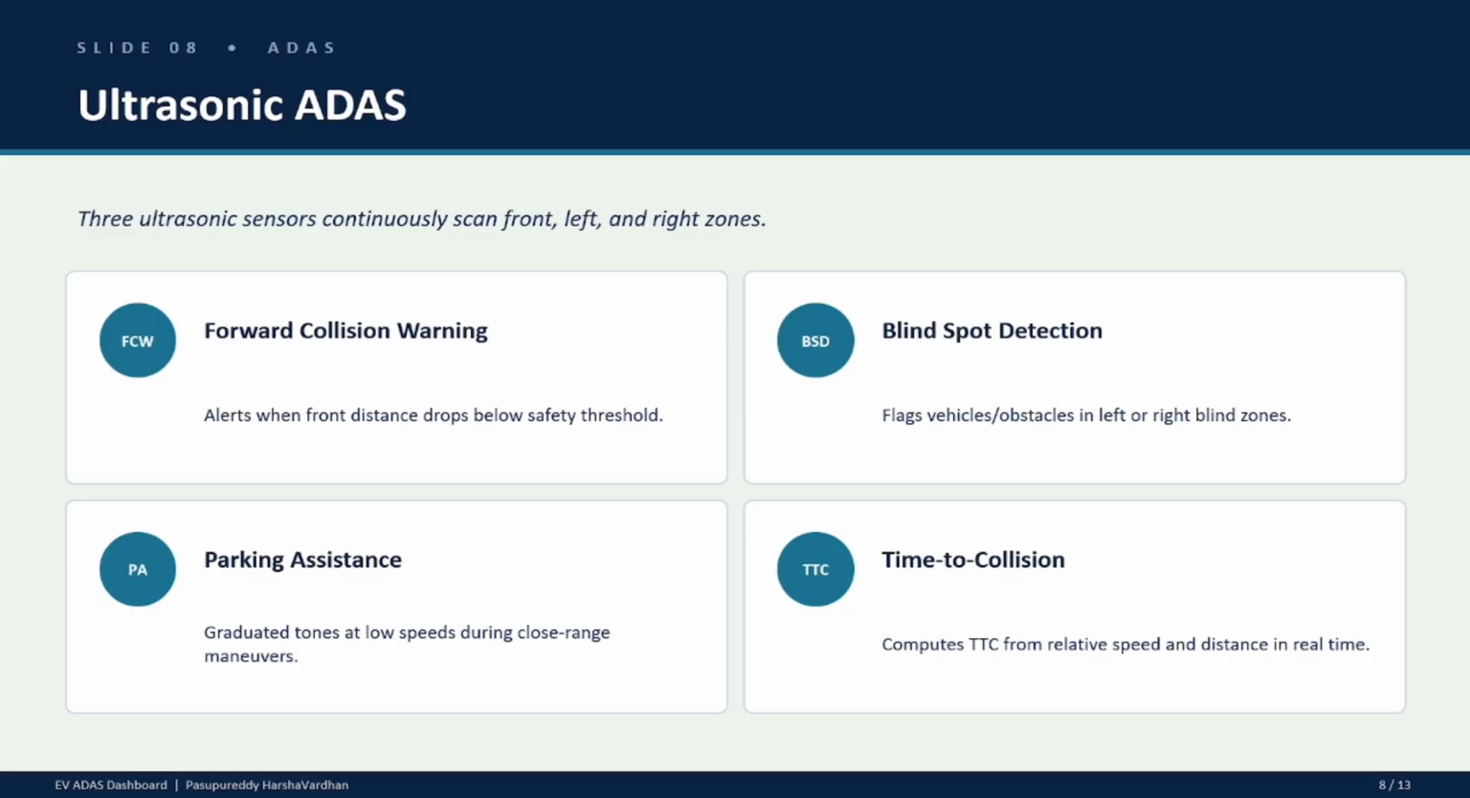Three ultrasonic sensors continuously monitor the front, left, and right sides of the vehicle. Based on obstacle distance, the system provides forward collision warning, blind spot detection, parking assistance, and time to collision calculations for improved safety.